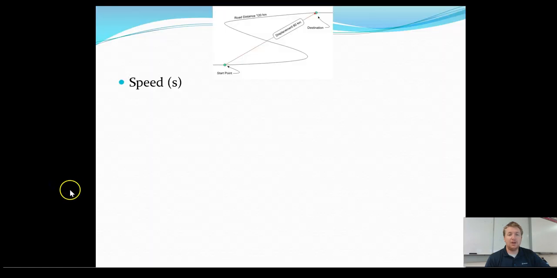Okay, so speed, we signify that by a small s. To find your average speed, it's just distance divided by time. Remember, distance is our small d, so we take our distance divided by how much time we took, and that gives us our speed. You can think about this if you drive a car.